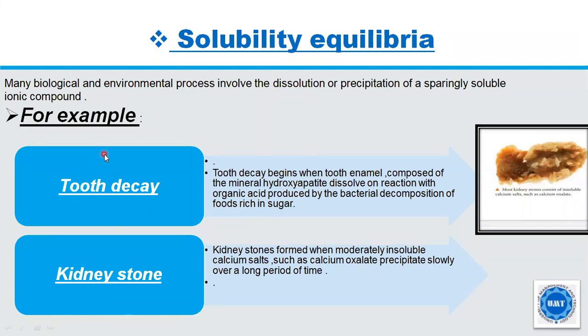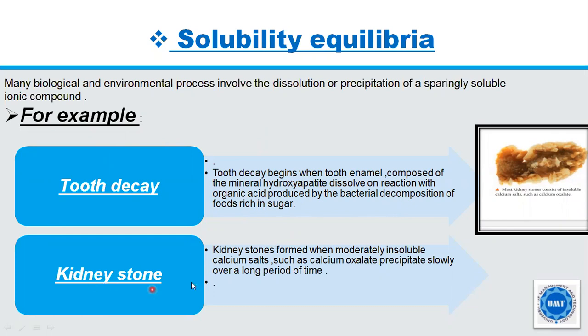Many biological and environmental processes involve the dissolution and precipitation of sparingly soluble ionic compounds. For example, tooth decay. Tooth decay begins when tooth enamel, composed of the mineral hydroxyapatite, dissolves on reaction with organic acid. It is produced by the bacterial decomposition of foods which are rich in sugar.